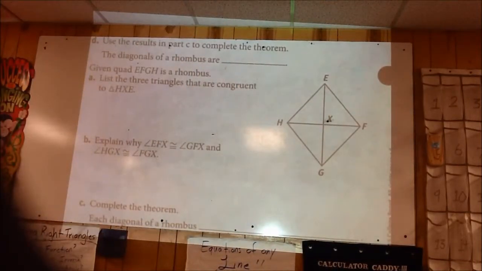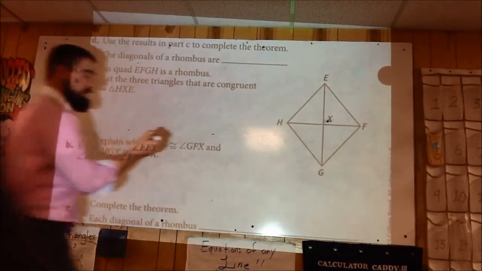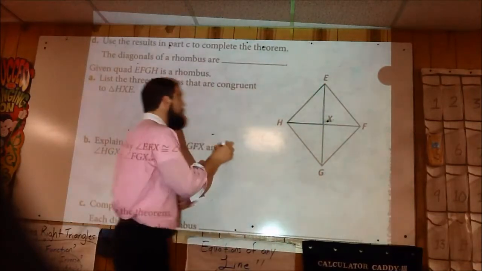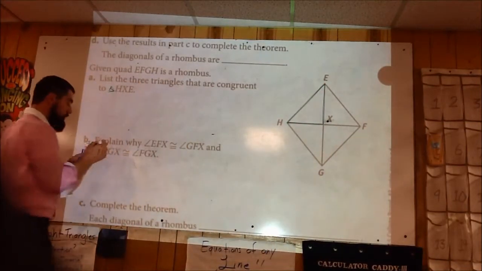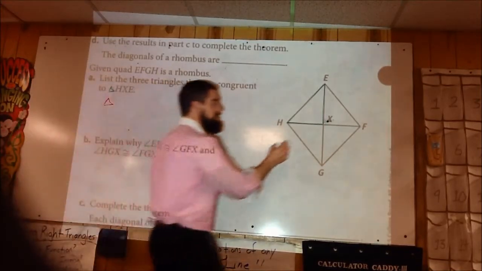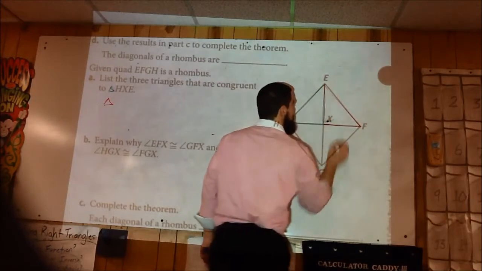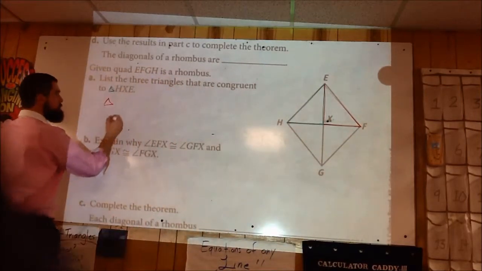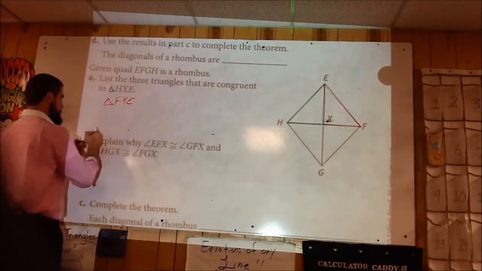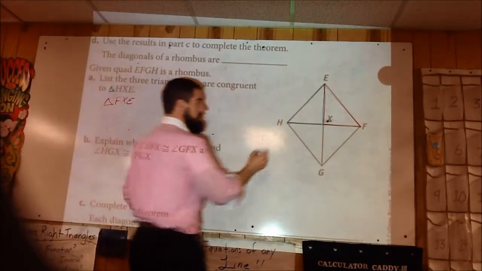Anywho, it says, list the 3 triangles that are congruent to triangle HXE. HXE. So it's this guy right here. And as we're listing these out, make sure that your letter order is correct. We got this guy right here that it's adjacent to. And so this would be FXE. One below the green one.